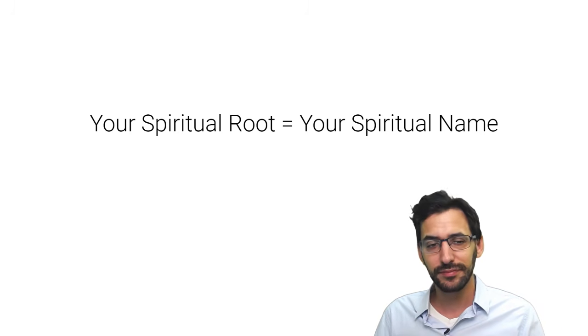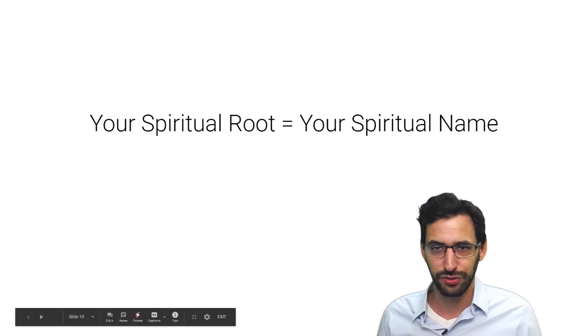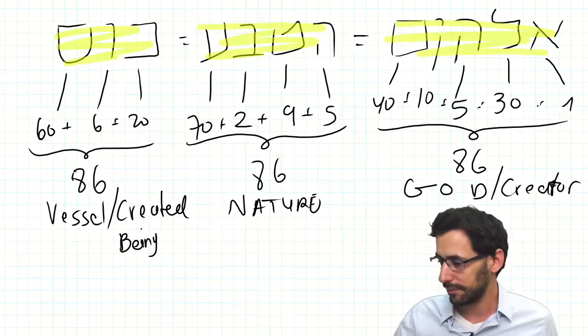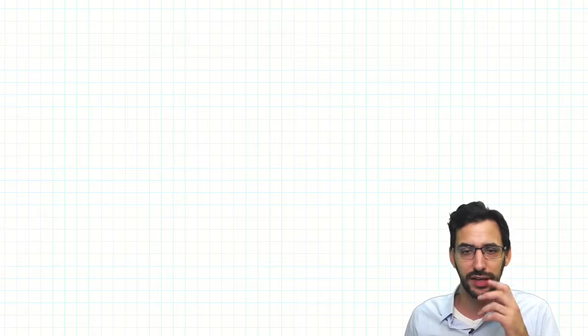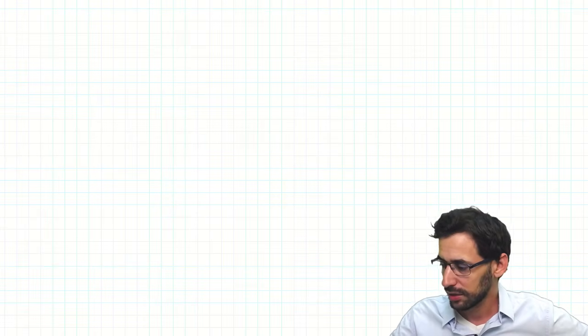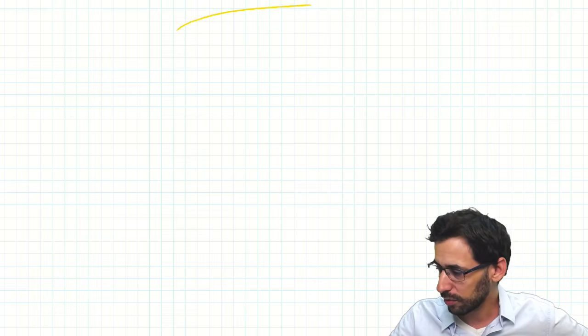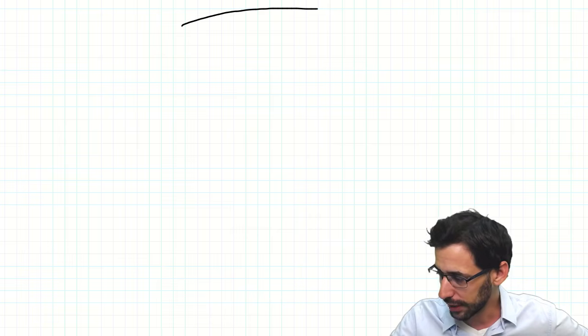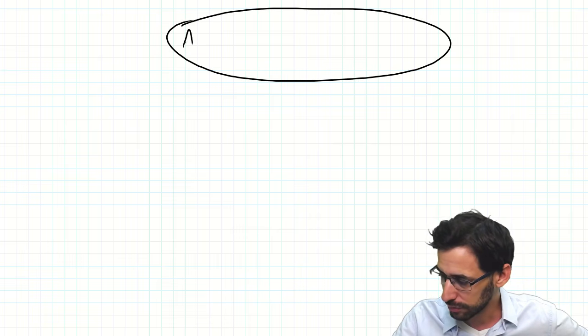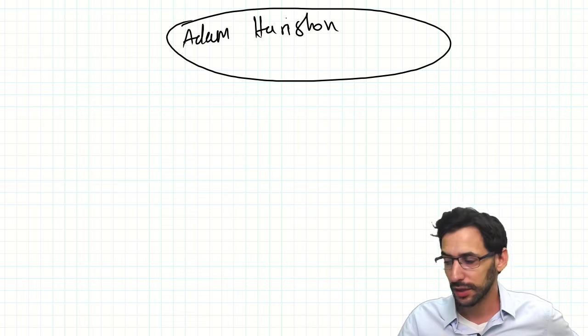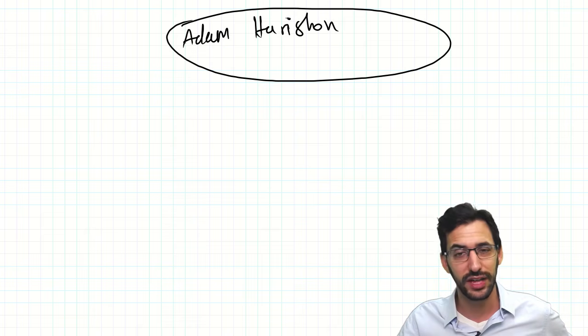Now, actually I'll take the drawing board, it'll be easier to describe this. So what does it mean that your spiritual root equals your spiritual name? So there is only one collective soul created. It's called the soul of Adam Harishon. And what we are is we're shatterings, we're pieces of that soul.